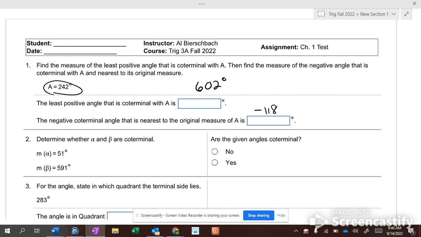Now, are 51 and 591 coterminal? Would they be coterminal? No, they have to be 360 apart. Those are like 540 apart. So no, they're not coterminal. They're either 360 apart or a multiple of 360. So if they're 720 apart, then they're coterminal.